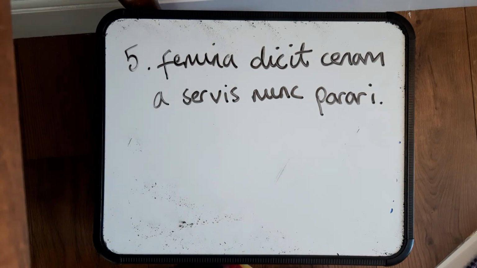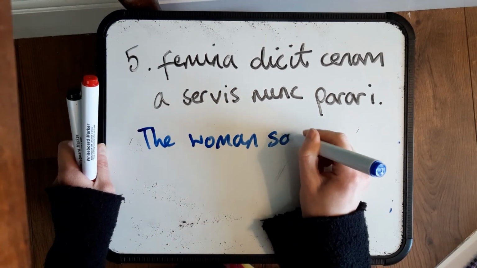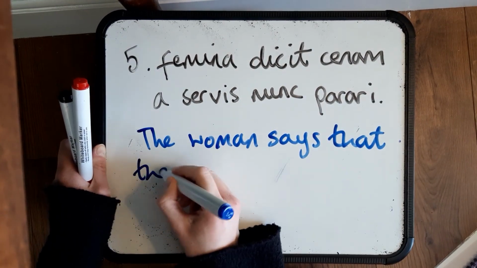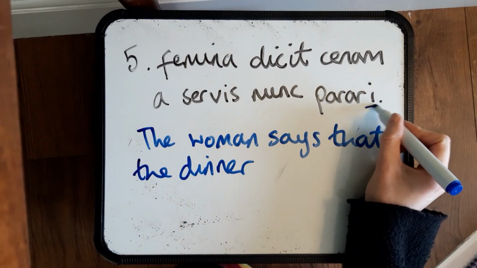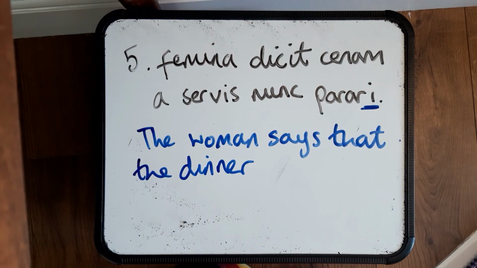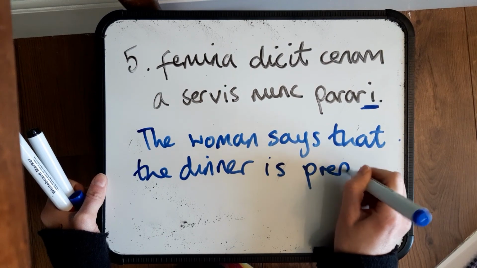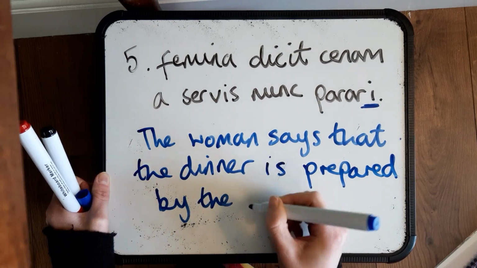Right, so the answer to this one is, the woman says that, okay, and then cenam, the dinner, and then your infinitive. Now this infinitive doesn't end in RE, it ends in RI, so it's passive, okay? But the rule still stands, we still have to translate it as a normal verb, so there's no to be somethinged, you just translate it as if it was a normal present tense verb. So the woman says that the dinner is prepared, or is being prepared would be fine as well, by the slaves at service.